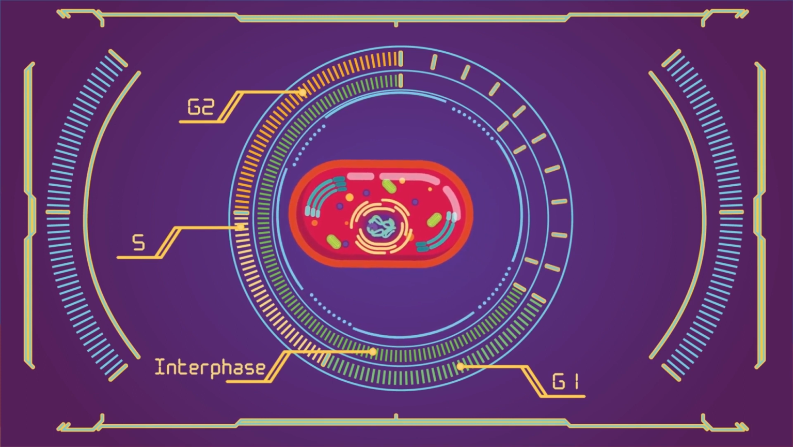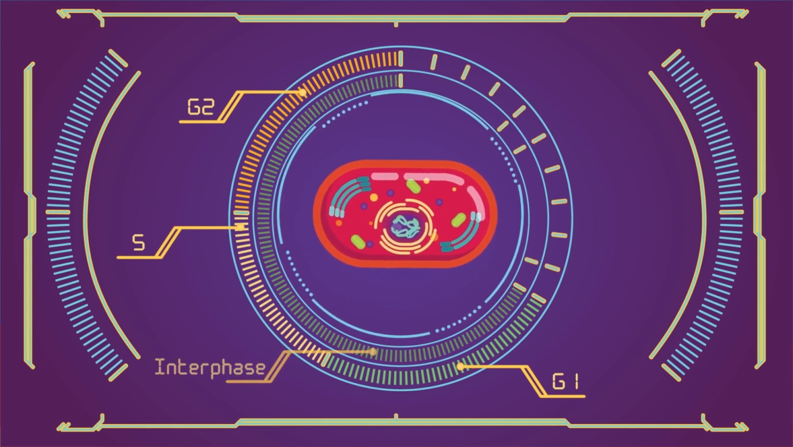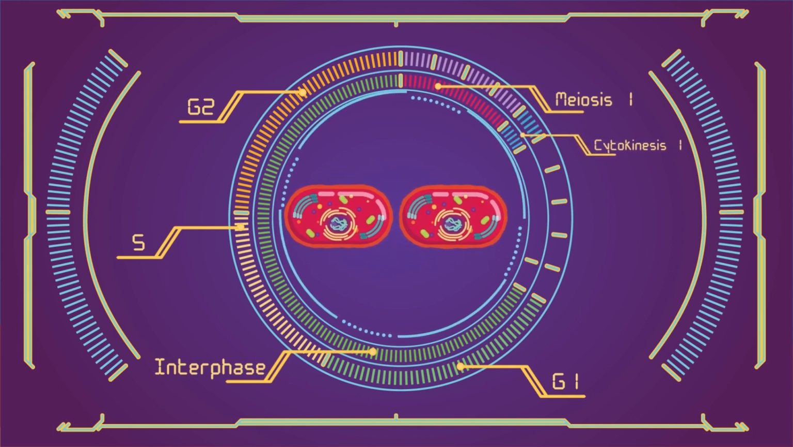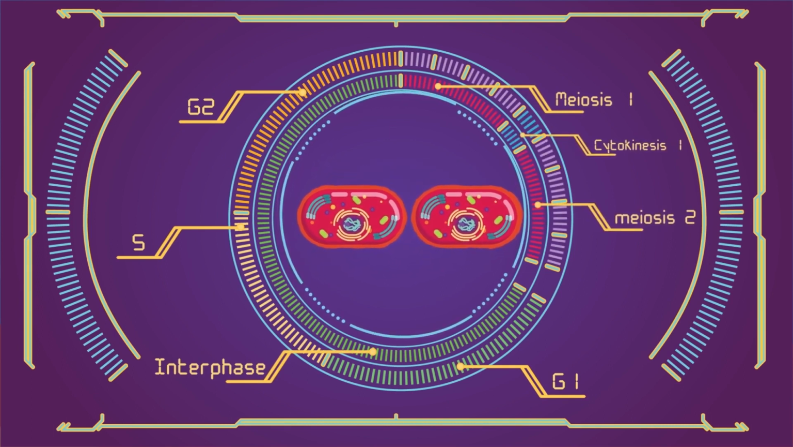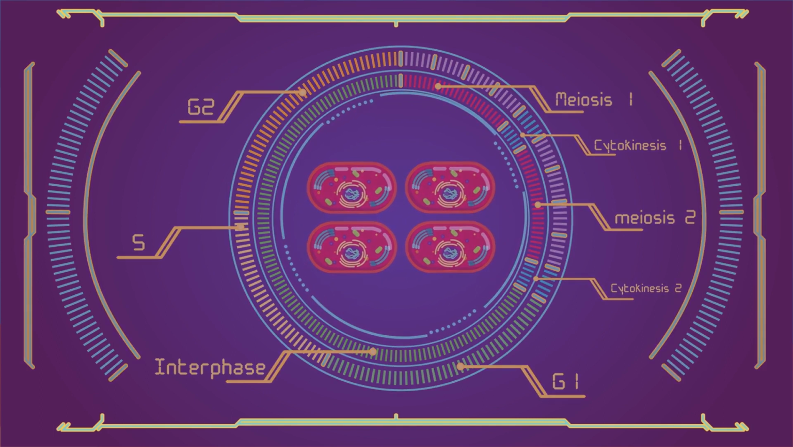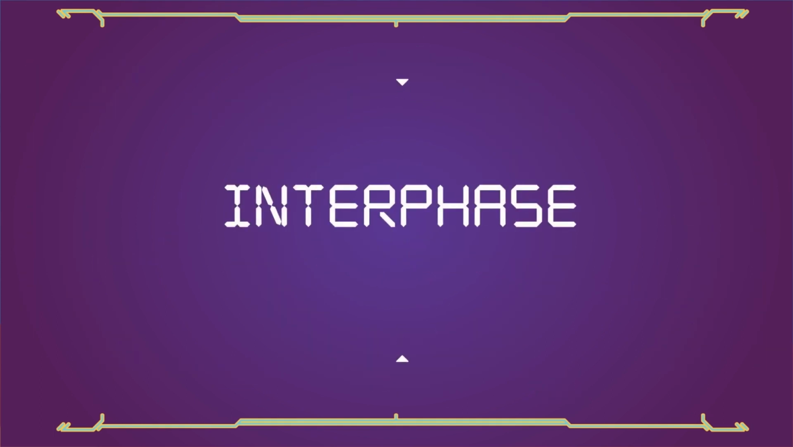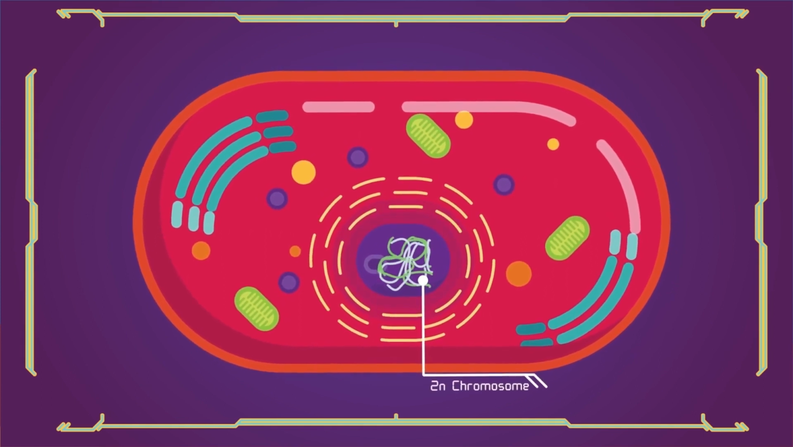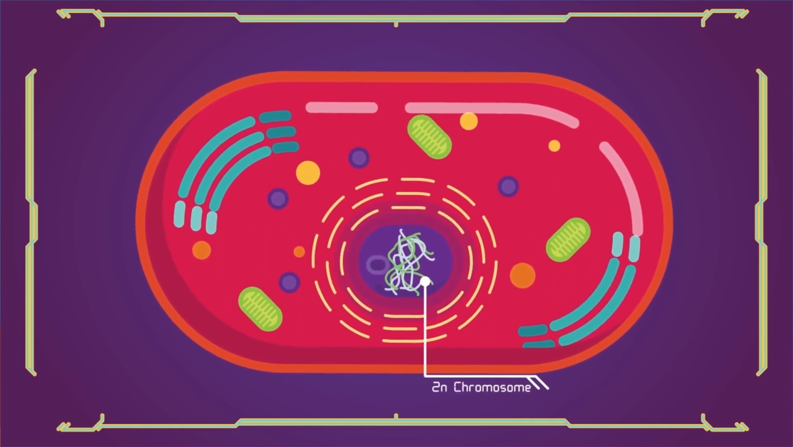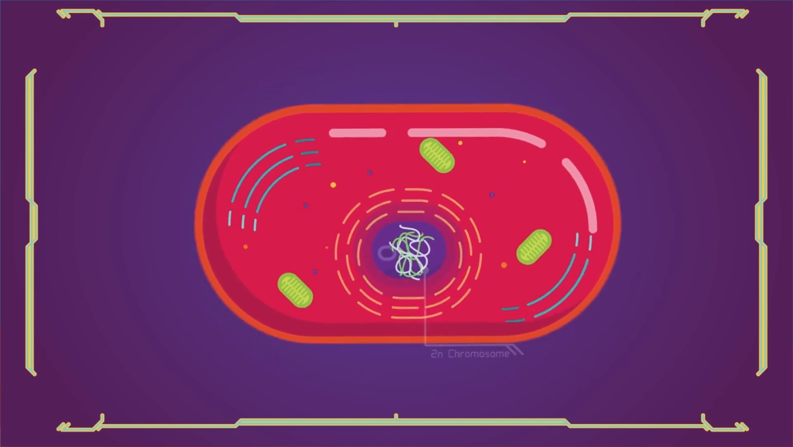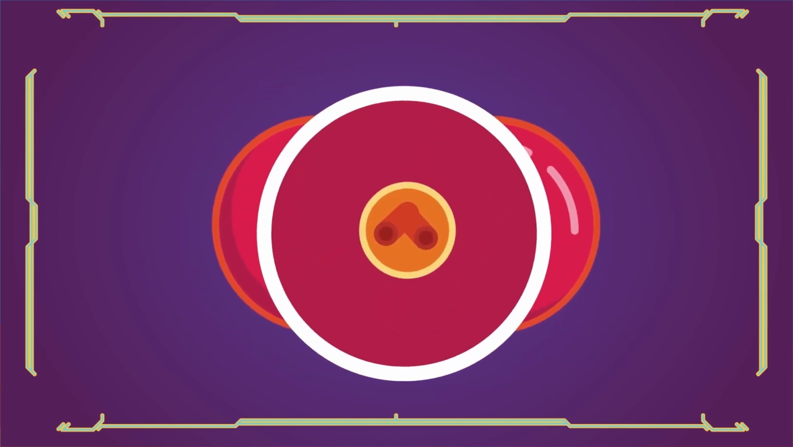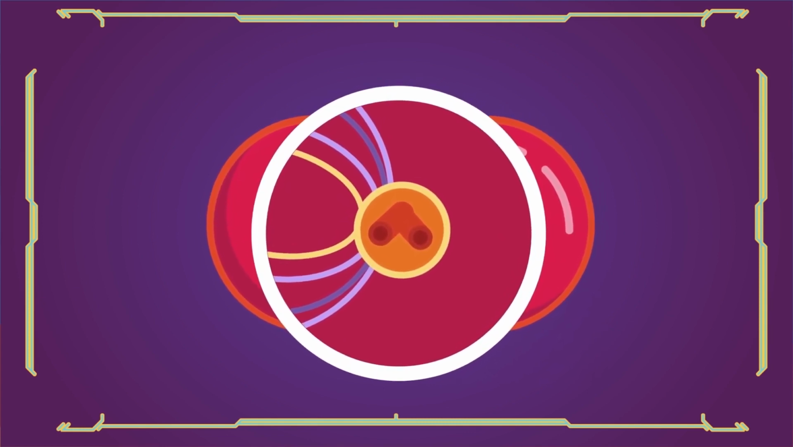Here are the distinct phases of meiosis. Interphase, meiosis 1, cytokinesis 1, meiosis 2, cytokinesis 2. First at interphase. In interphase, DNA is copied, resulting in two identical full sets of chromosomes to prepare for division. Outside of the nucleus are two centrosomes, each containing a pair of centrioles. These structures are critical for the process of cell division.